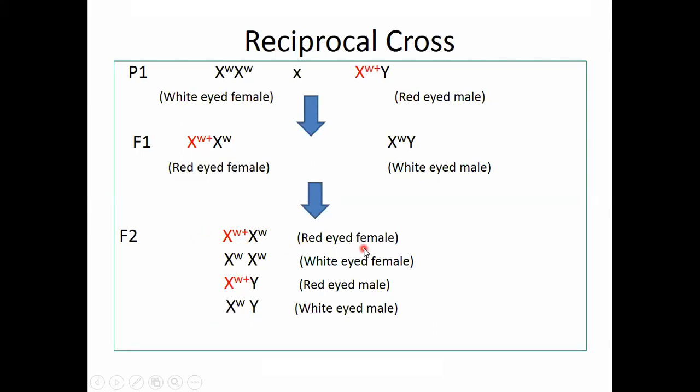You can see here a red-eyed female, in which one X chromosome carries the red allele, the other X chromosome carries the white allele. As red is dominant over white, that's why the phenotype of that Drosophila is red eye color. The second female is white-eyed, the third is a red-eyed male, and the last is a white-eyed male. So 4 different phenotypes are there: female with red eye or white eye, and similarly a male with red eye or white eye. So the results of reciprocal crosses are different for sex-linked genes.